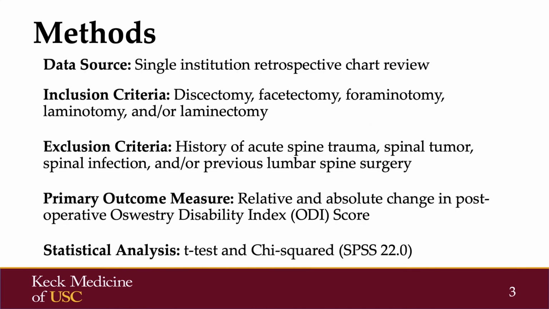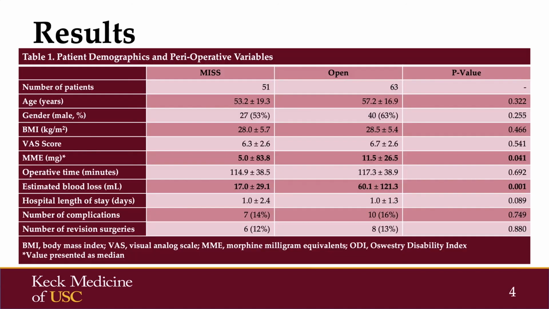Our study was a retrospective chart review from a single academic center. All patients who underwent either MIS or open surgery for lumbar spine decompression were included. Post-operative function was measured using the Oswestry Disability Index score. Between the MIS and open surgery groups, estimated blood loss and perioperative morphine equivalent use were both significantly greater in patients who underwent open surgery. However, all other demographic, perioperative, and post-operative variables were not significantly different between the two groups.